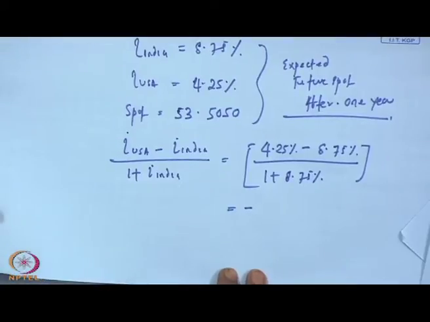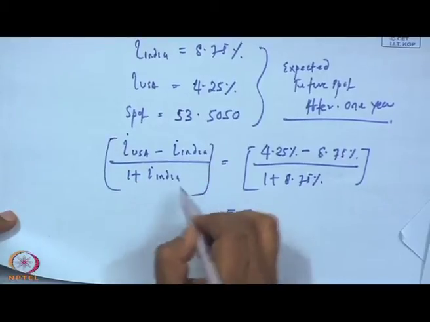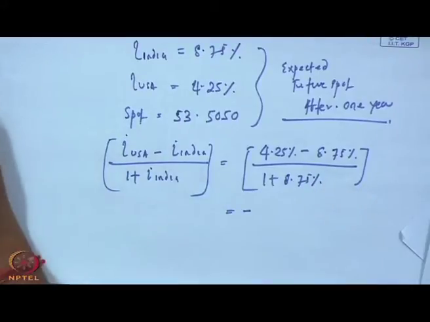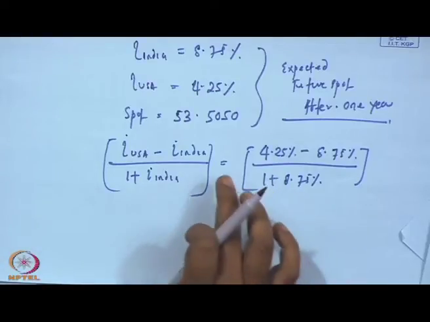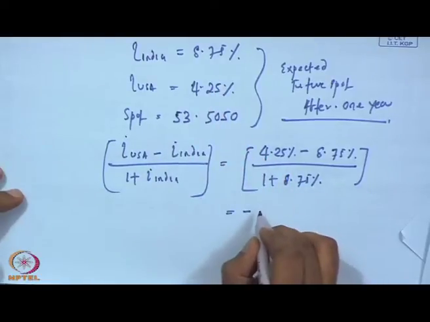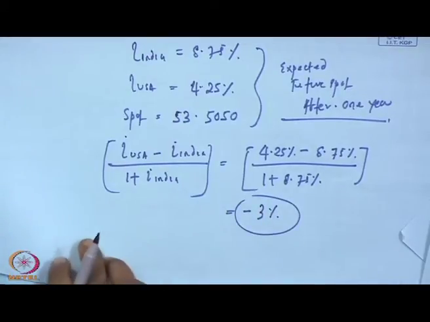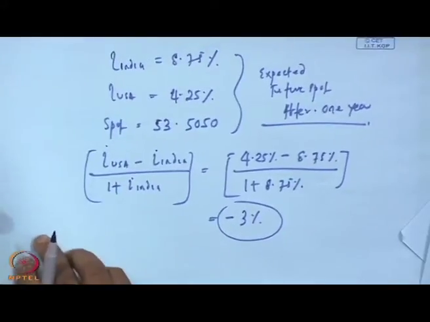How much? What is the percentage of depreciation? We are calculating the interest rate differential percentage. If you calculate this, with 8.75 and something around 4.5, that is 5.5 by 8.75, it will be something around minus 3%. The rupee will depreciate by 3%.